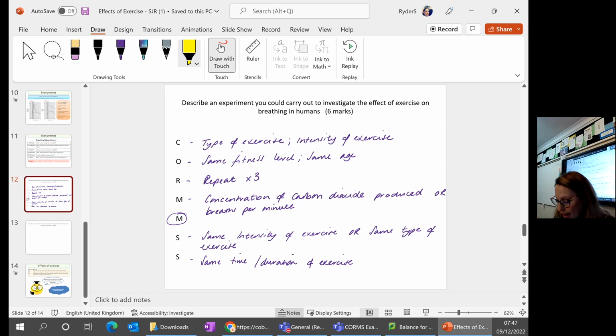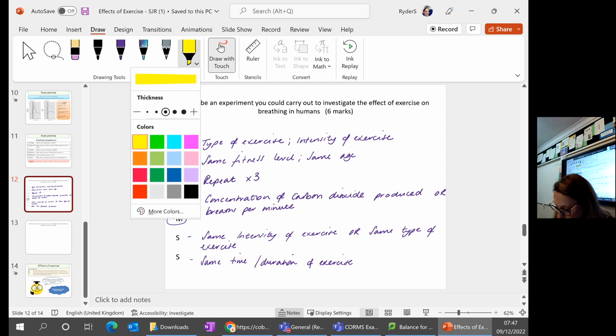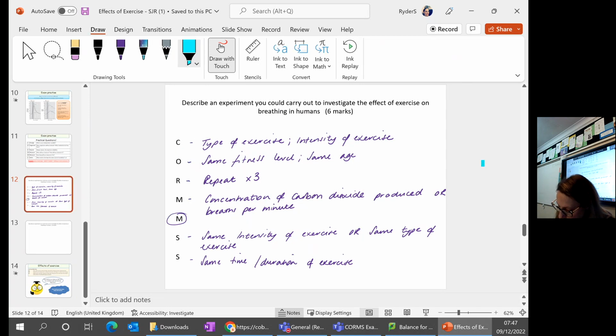So right away from that question, I have already got my change. I'm going to do it in blue. I've already got my independent variable, what I'm changing. I need to look at the effect of exercise, therefore I need to change something about the exercise. What that thing is, is up to you.